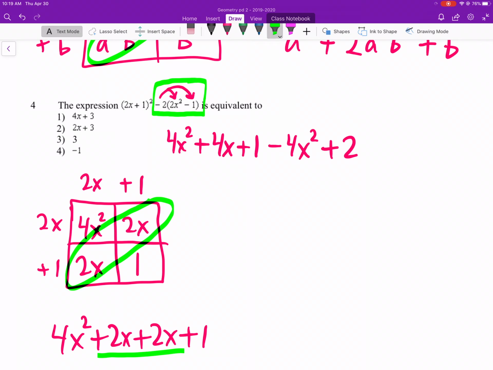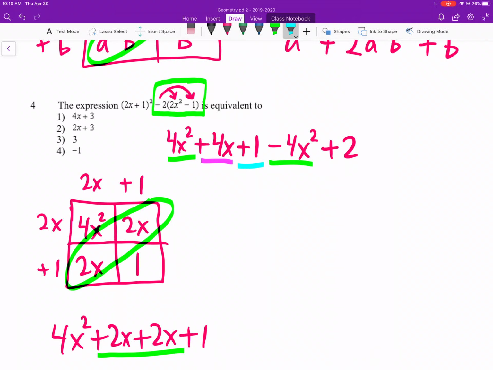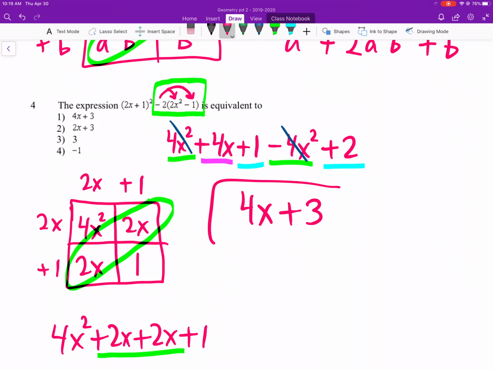So like terms now, 4x squared and negative 4x squared. 4x, no like terms with that, no other x terms, and then a couple constants. Now the 4x squared and the negative 4x squared, those cancel each other out. It's like adding 4 and negative 4, those are gone. So we're left with 4x, and we're left with 1 plus 2, which is 3, which is choice 1.